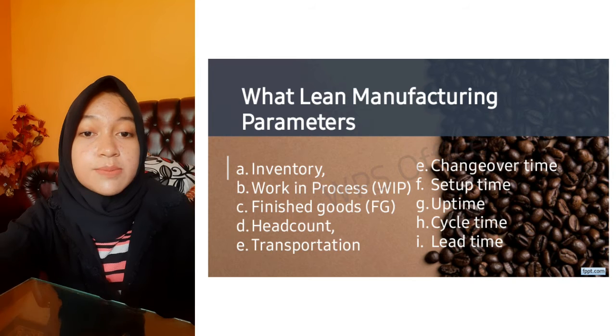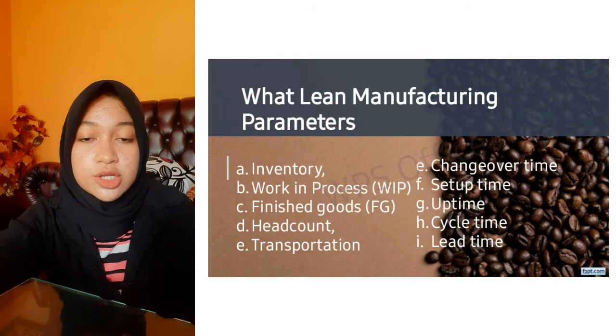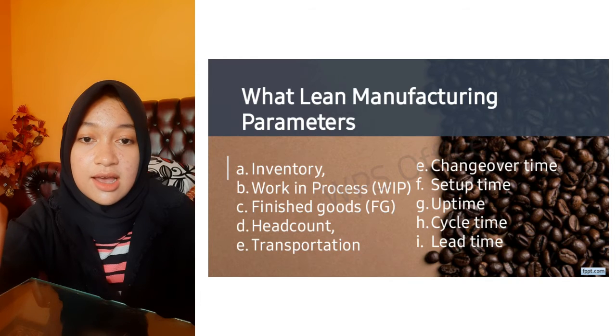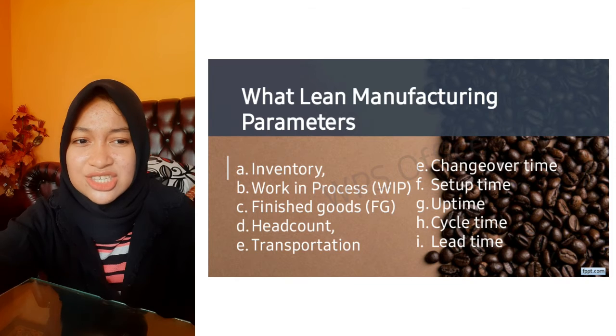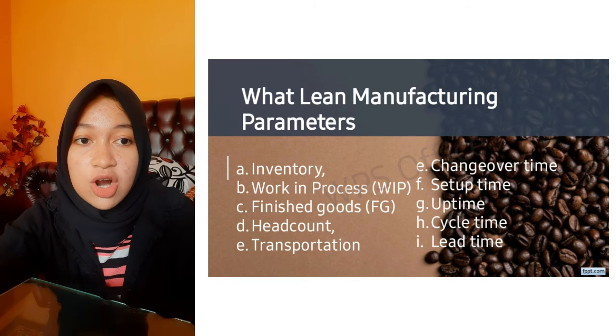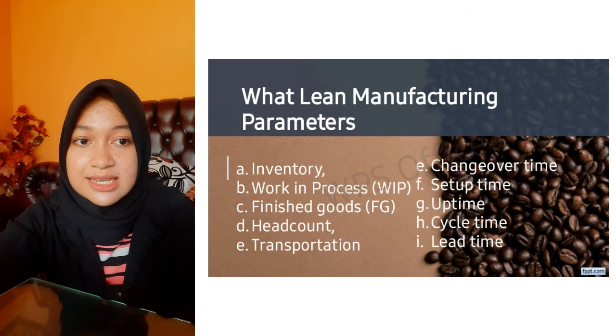Next, work in process, WIP, which is a product that has not yet undergone a complete manufacturing process. And the next, finished goods, FG, namely finished products that have undergone a production process and are ready to be distributed to customers. And the next, headcount, namely the number of operators on duty in a process.